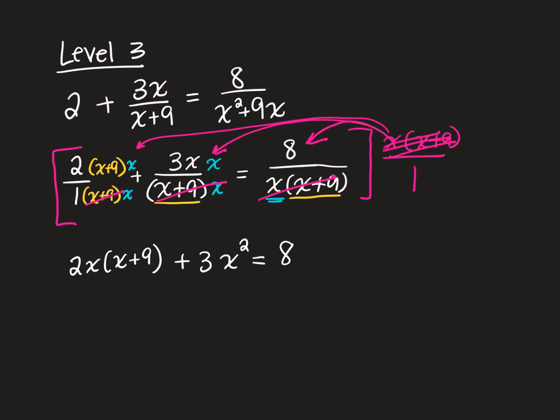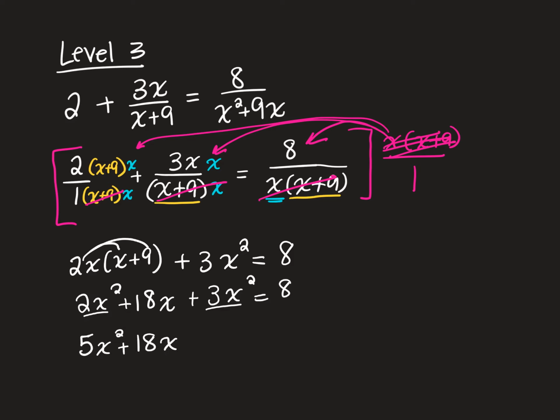So now I've got my expression. It's going to be a quadratic, which means you're either going to have to factor or use the quadratic formula. But let me go ahead and distribute my 2x. So I get 2x squared plus 18x plus 3x squared equals 8. Now, because I can see that this is going to be a quadratic, I'm going to get all of my terms on one side. In order to solve a quadratic, I've got to have it equal to 0. So I'm going to combine my like terms, which would give me 5x squared plus 18x, and then I'm going to subtract that 8 from both sides. So minus 8 equals 0. Now I've got a quadratic. I should be able to factor that.